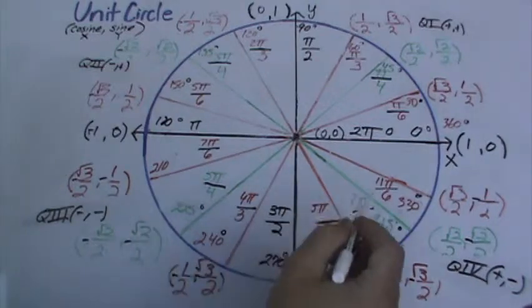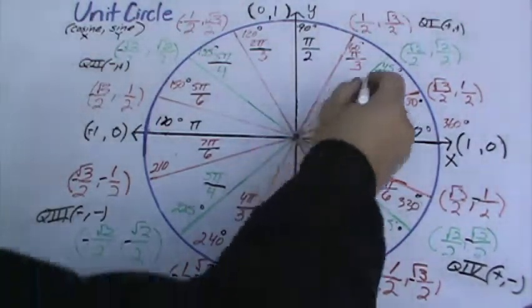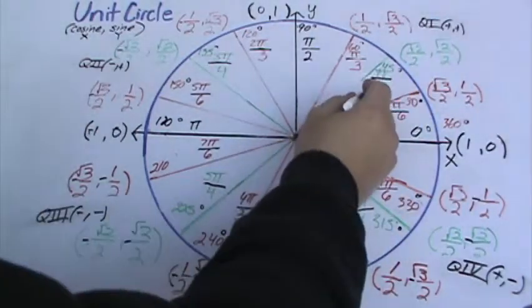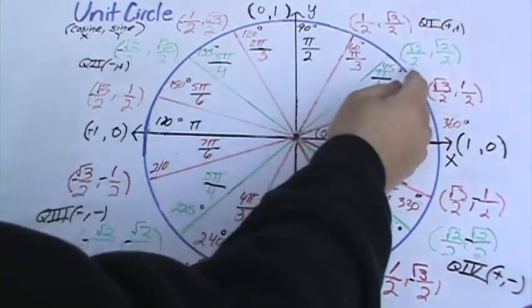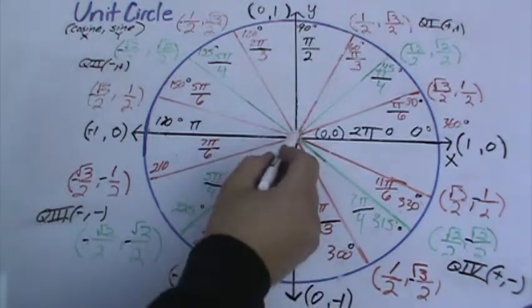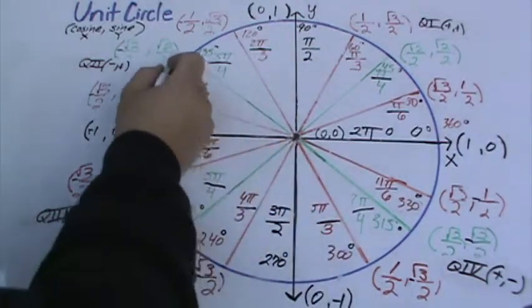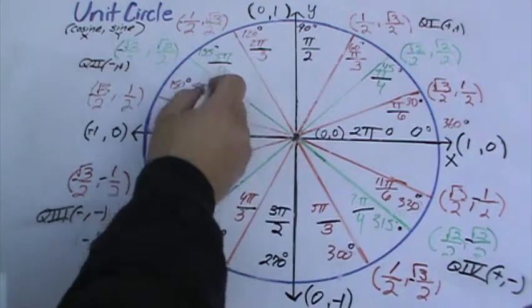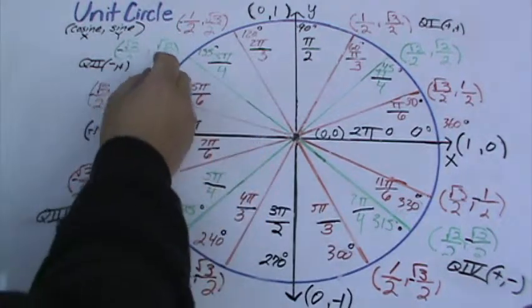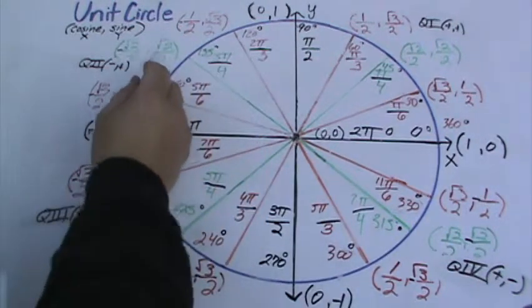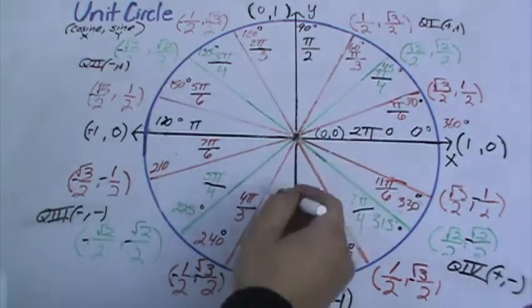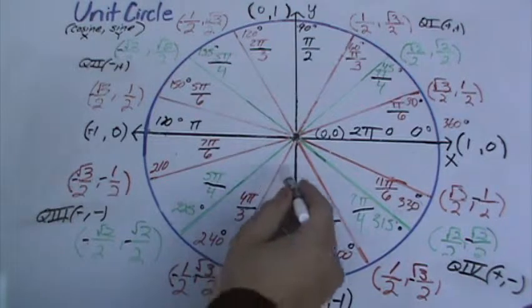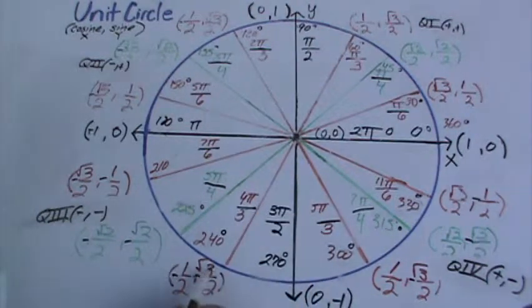So if somebody wanted to ask you, what is the cosine of pi over 4 radians, you just follow the line, you see a square root of 2 over 2. Now let's say somebody wanted to ask you, what is the sine of 135 degrees? Same thing, you follow the line, you see a square root of 2 over 2. Let's do one more. What if we wanted to know what was the cosine of 4 pi over 3? So you just follow the line and you see it's negative 1/2.